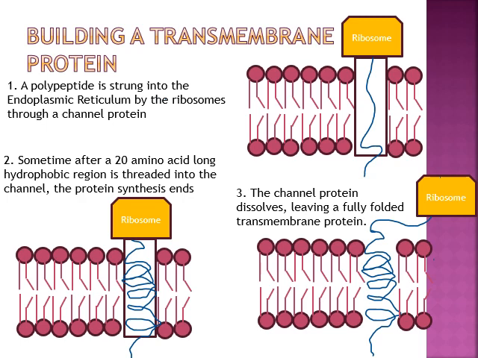Now, in the rough endoplasmic reticulum, you've got these C-shaped proteins. They look like C's. Imagine this is the membrane, like I'm a mime today. Here's the membrane. These C-shaped proteins are floating around in it. They're going to match up to each other, forming a tunnel. The ribosome is going to bind to the top of that tunnel.